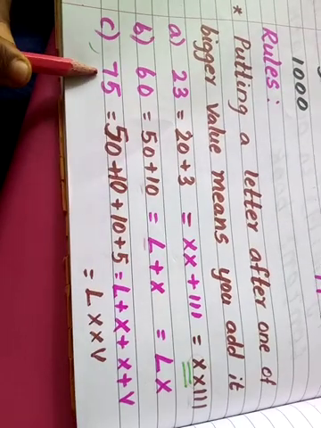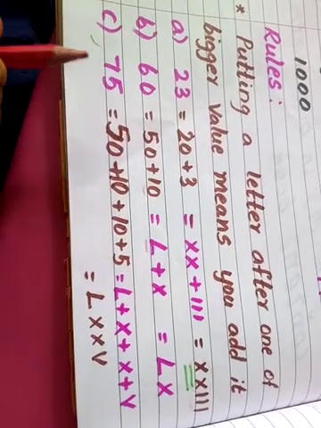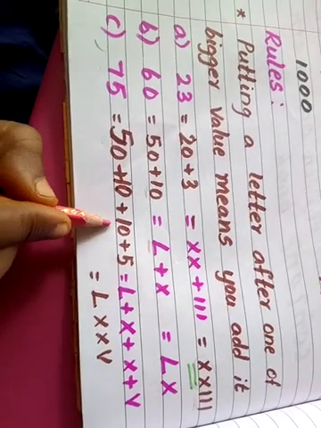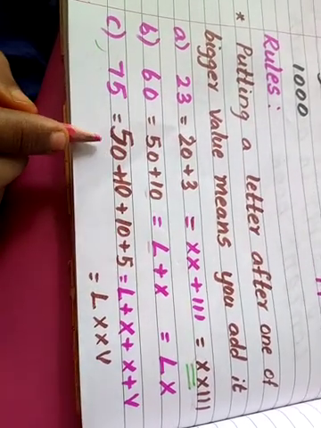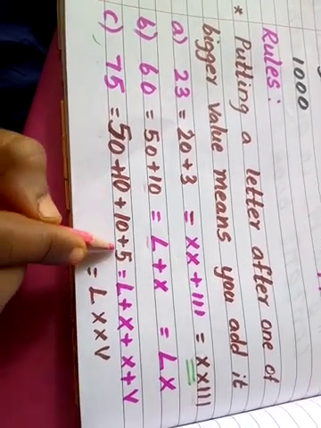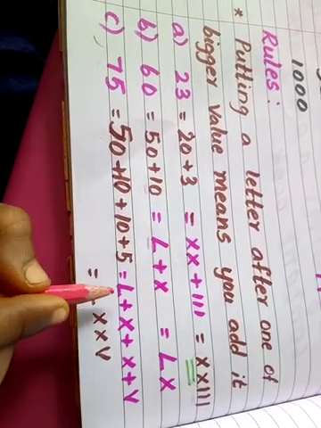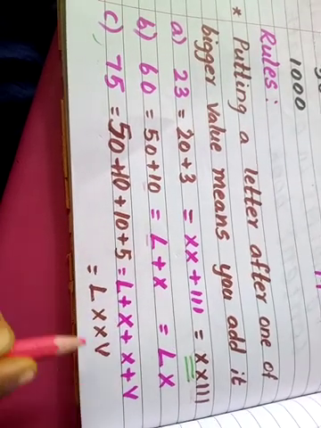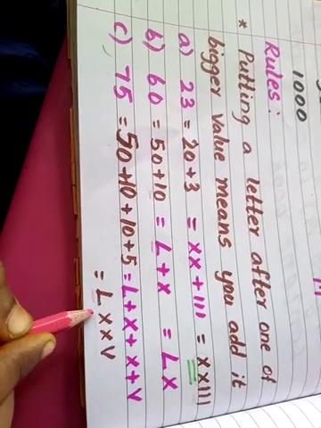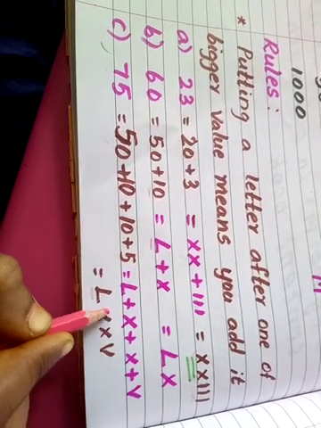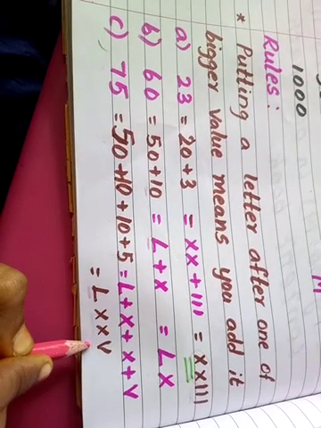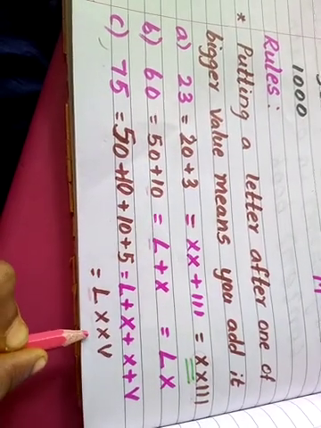Another example, 75. Now, you can also say 70 plus 5, or 50 plus 10 plus 10 plus 5. So here I am adding 50 to 50, I am adding 10 and 10 and 5. All these are smaller values. So L plus X plus X plus V. To this L, I am adding 25 or 10 plus 10 plus 5. Just after L, after 50, I am writing all the smaller values. That means you are adding to it.